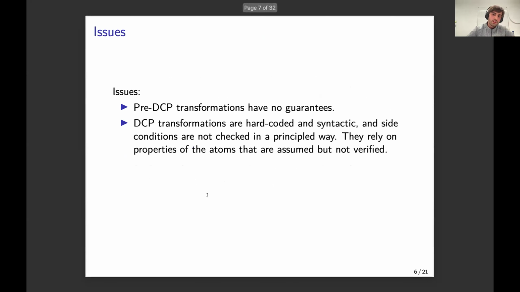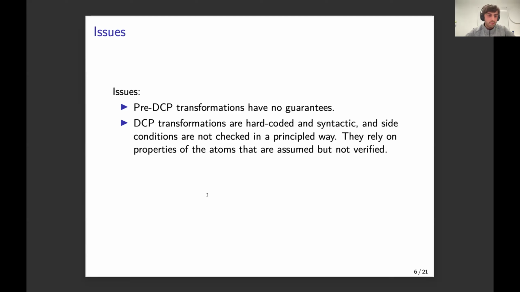So what are some issues? Of course, if you are doing these pre-DCP transformations, these transformations that put the problem in DCP form, by hand, you have little to no guarantees that you are preserving equivalence between problems. Essentially, we want all the problems along that pipeline that I showed to be equivalent. And DCP transformations are a little bit better, but they are syntactic transformations, and sometimes they are a bit subtle and require proving some side conditions.